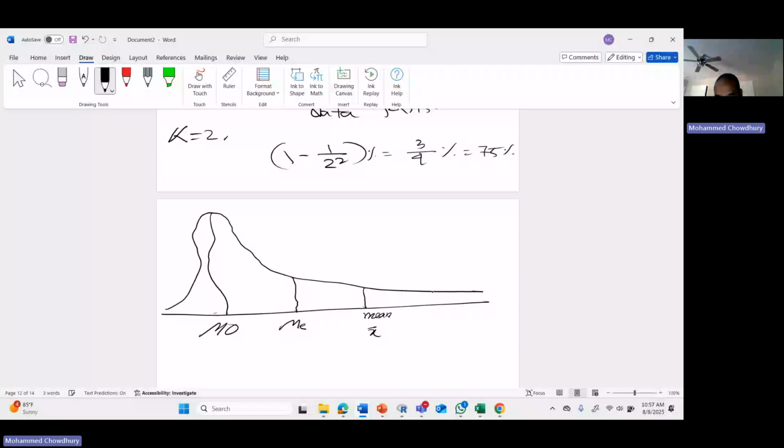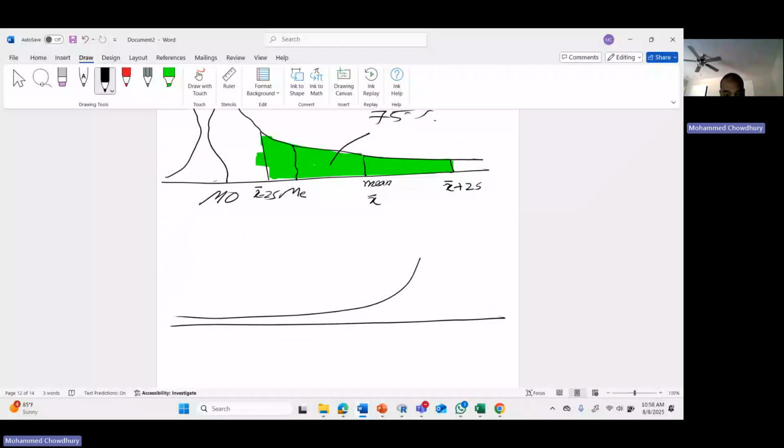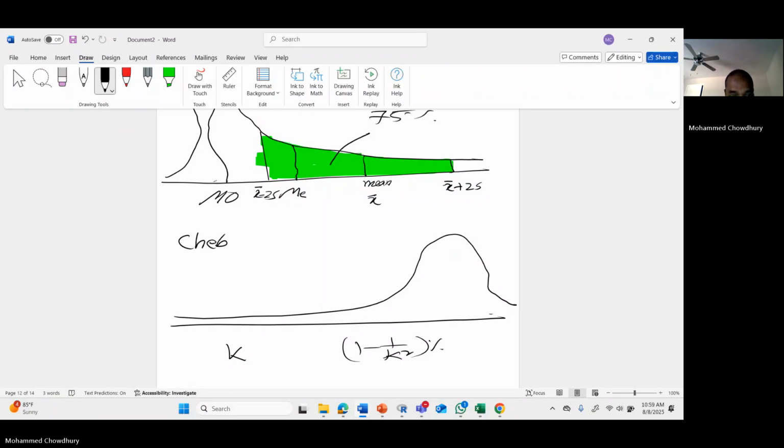Similarly, the explanation for skewed to the left. Now, if I want to do it this way, skewed to the left, the same rule will be applied. So within k standard deviations, 1 minus 1 over k squared percent of data fall when your frequency curve is skewed to the left or skewed to the right. And this rule is known as the Chebyshev rule.